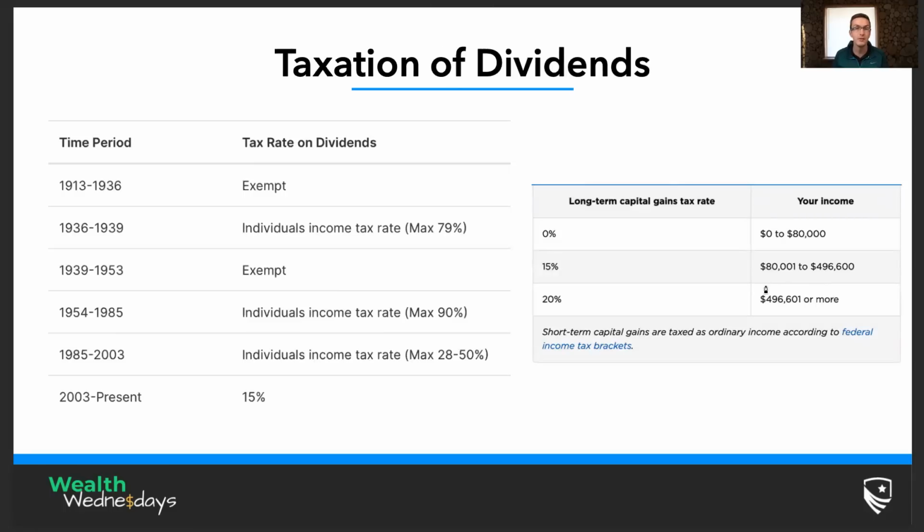Okay, taxation of dividends has also changed through time. So dividends, again, qualified dividends are taxed at long-term capital gain rates. But again, that's changed through time. It hasn't always been that case. Previously, they've been taxed at individual income rates, making dividends that much less valuable as well. Okay, so keep that in mind.